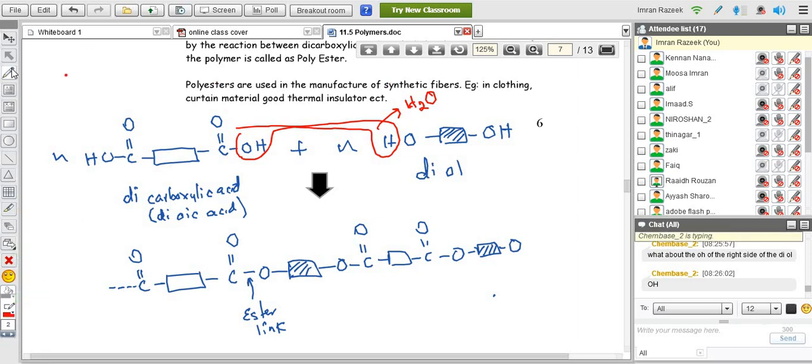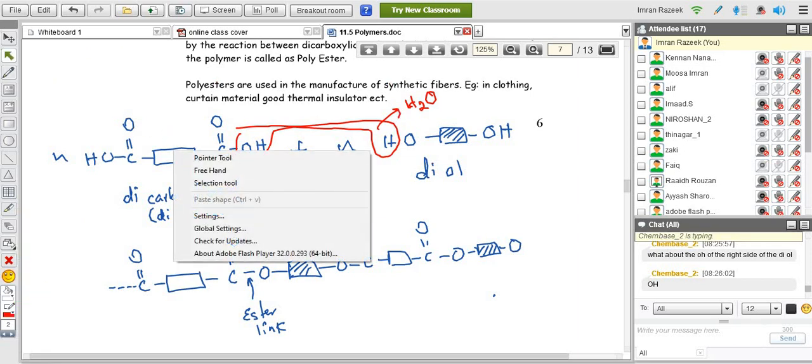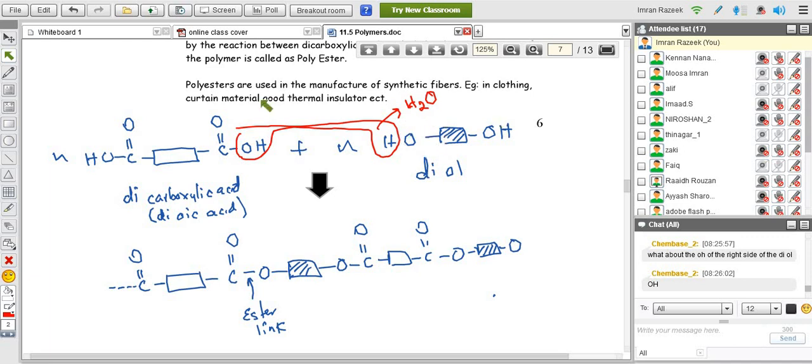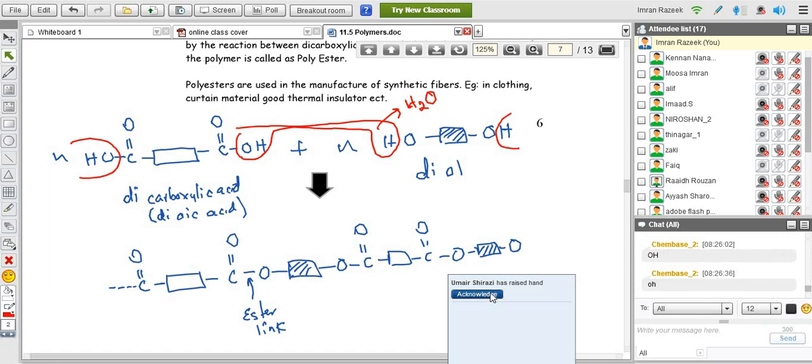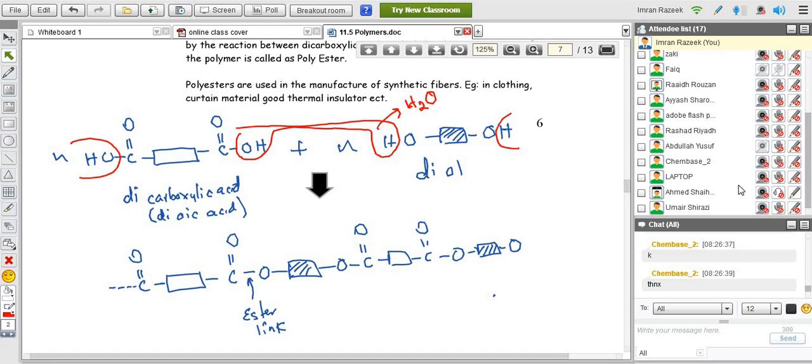So this is one dicarboxylic acid combining with a diol. Then that diol and the other end will combine with the dicarboxylic acid. The OH is removed, and on this end, the OH is removed. The OH of the dicarboxylic acid goes with the H of the diol, and the H of the diol goes with the OH of the dicarboxylic acid. So it's a continuous process, right? So diol, dicarboxylic, diol, dicarboxylic, right?